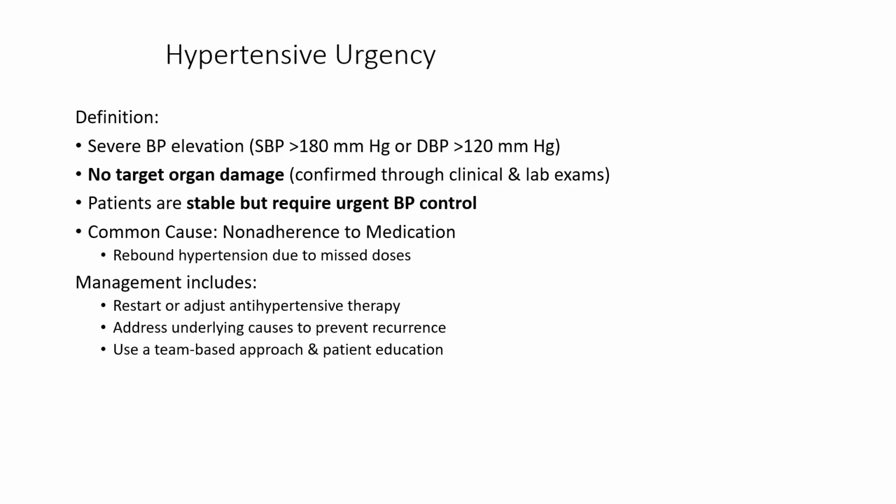Common cause of this is going to be non-adherence to medication, again, rebound hypertension due to missed doses. And management often is going to include restarting or adjusting their antihypertensive therapy. We want to address any underlying causes to prevent the reoccurrence of this and use a team-based approach and educate our patients on preventing future hypertensive urgency episodes.